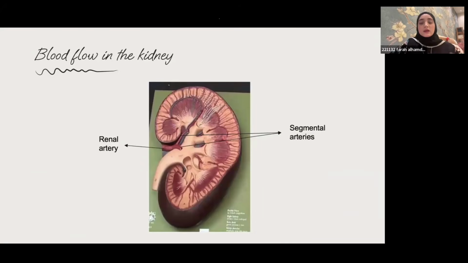Okay, let's start with the blood flow of the kidneys. We start with the renal arteries. Renal arteries immediately emerge from the aorta, okay, from the abdominal aorta. And each renal artery goes to one kidney. Okay, renal arteries, they branch into segmental arteries.